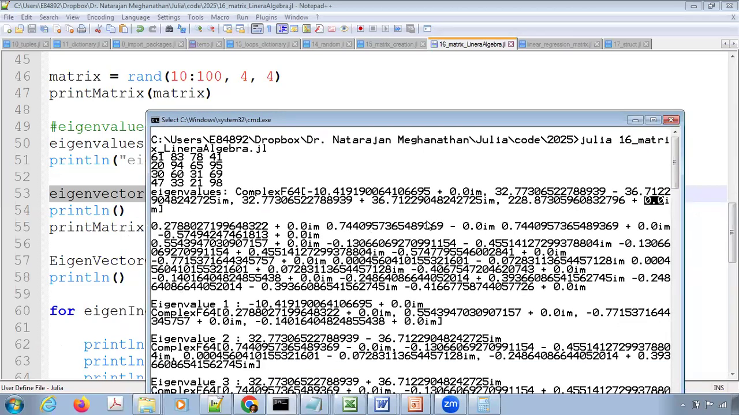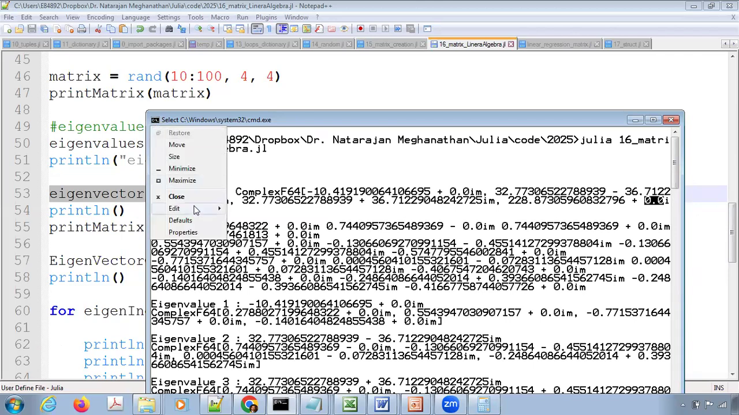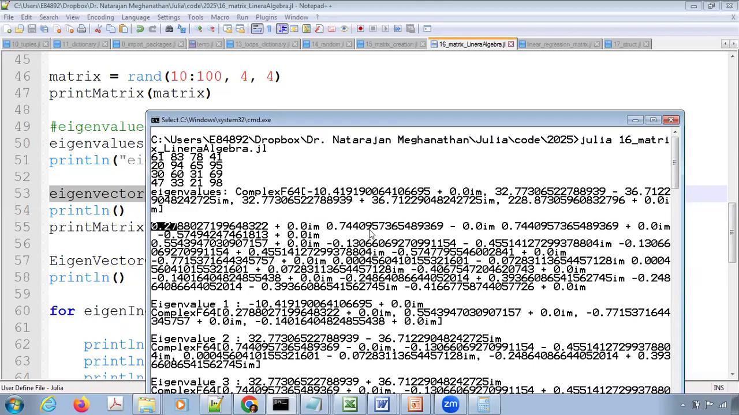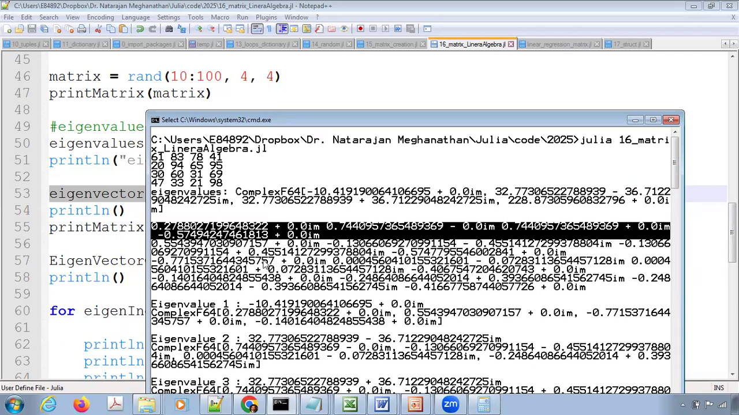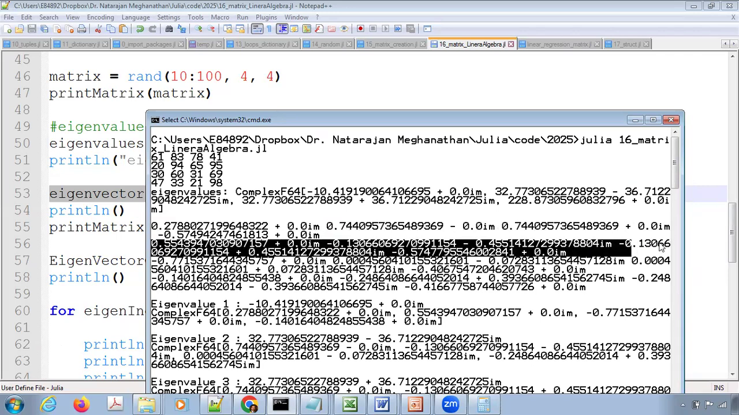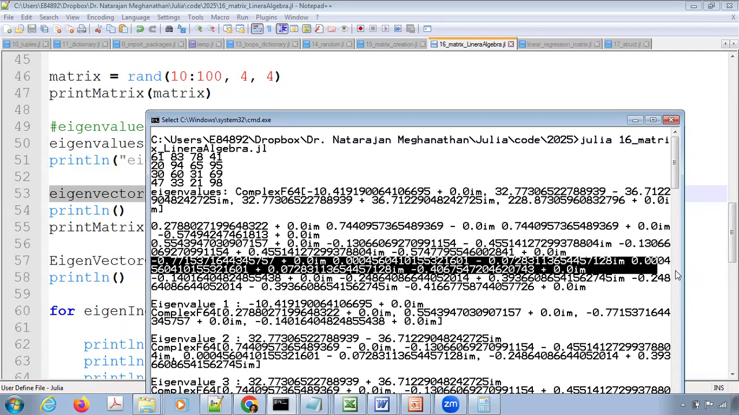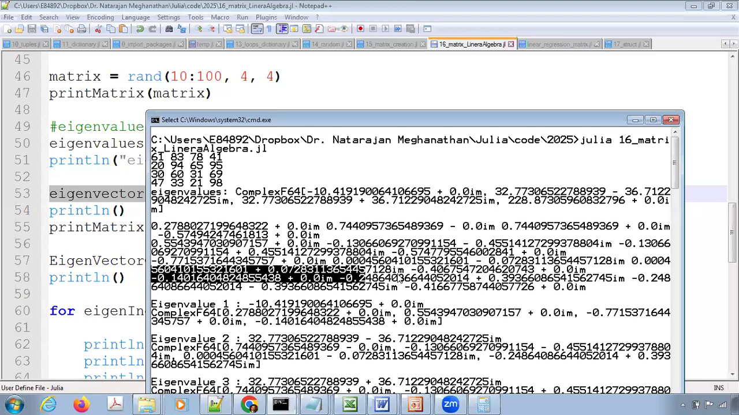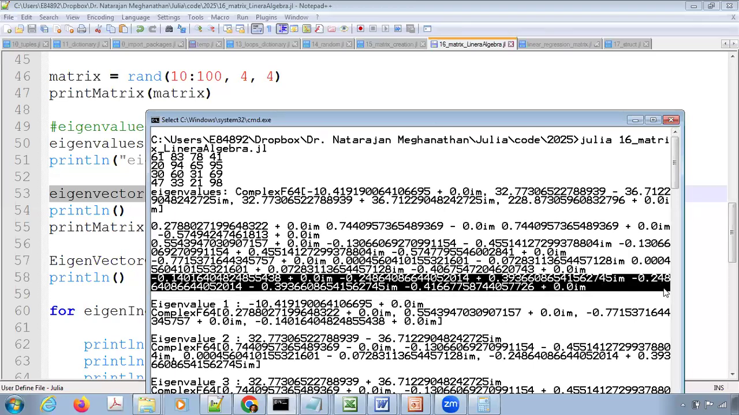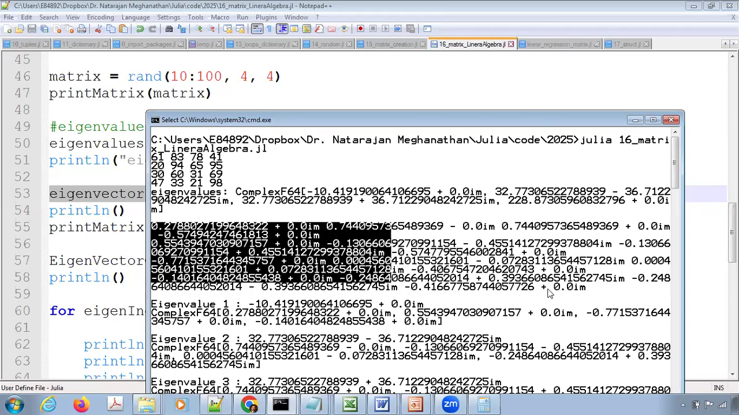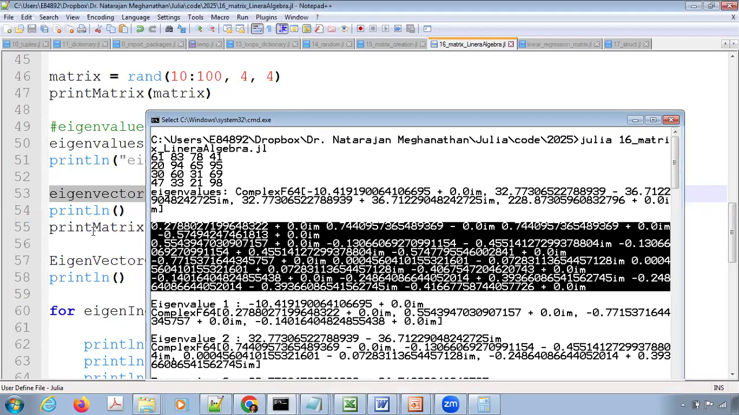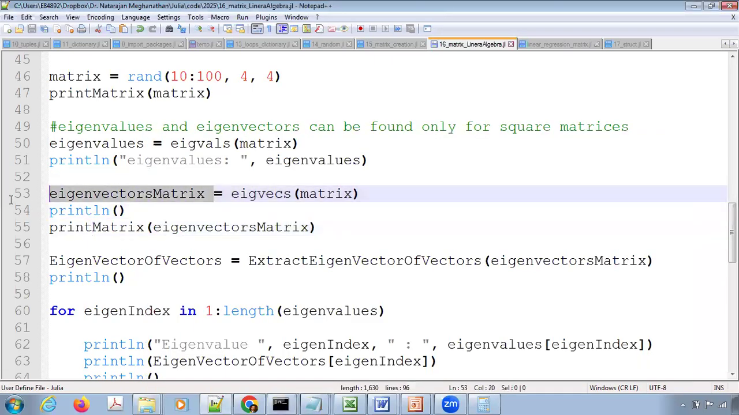This is basically each row of the eigenvectors matrix. So this is the first row. Let me show that here. This is the first row of the eigenvectors matrix. This is the second row of the eigenvectors matrix. This is the third row of the eigenvectors matrix. And this is the fourth row of the eigenvectors matrix. All these things together are stored in this matrix, which is named eigenvectors matrix.